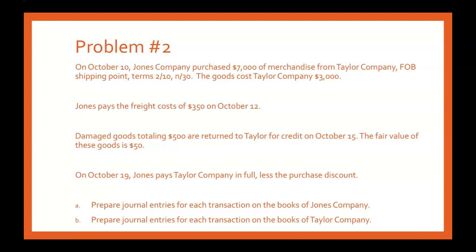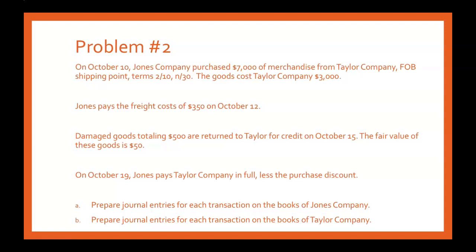Now we have terms 2/10, net 30. That's saying that Jones can get a 2% discount if they pay within 10 days, or they have to pay the net. They have to pay all of it within 30 days. Whenever we're given terms like this, that also means that this purchase was made on account, right? Because if they used cash, they're not paying anyone back within 10 days. So whenever you see terms, that means that we're dealing with accounts payable or accounts receivable, depending on which side of the transaction we're on.